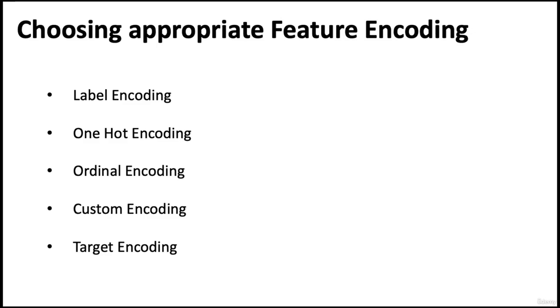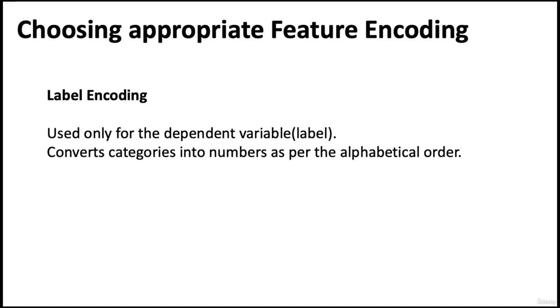Let's discuss each of these one by one. Coming to label encoding. First of all, label encoding is supposed to be used only for the target variable. So if you're doing a predictive modeling task and your target column is categorical in nature, that's the only time label encoding is applicable. It converts the categories into numbers as per the alphabetical order. That's, again, an important point. It doesn't really rely on any other order, but goes by the alphabetical order.